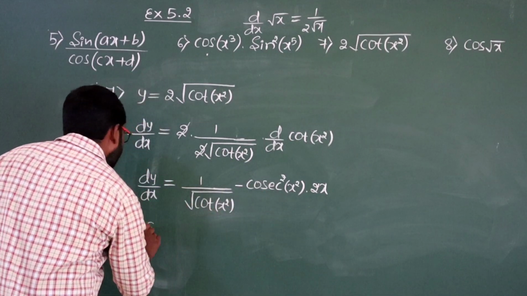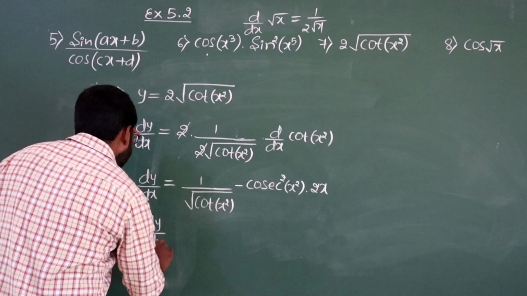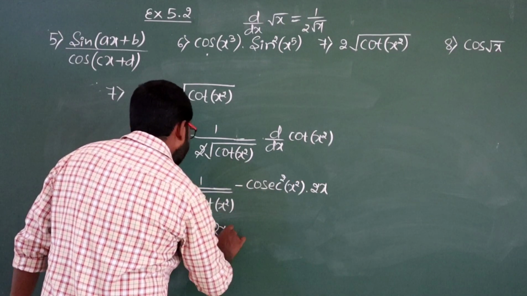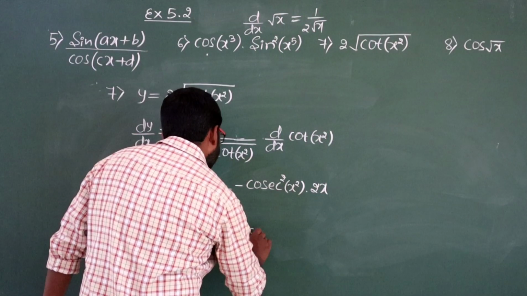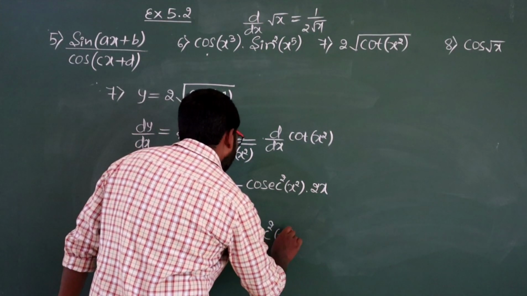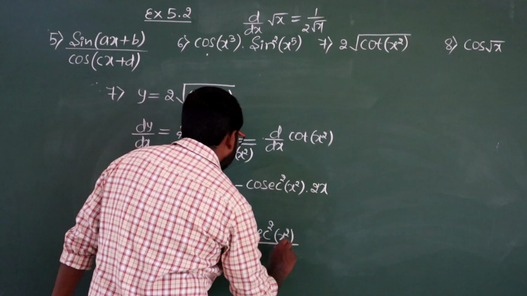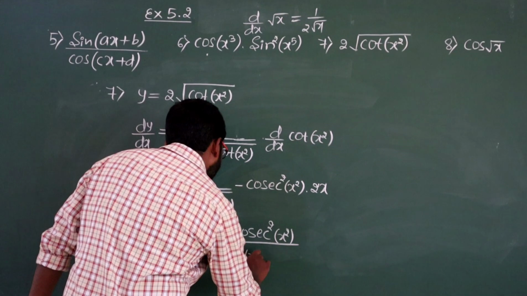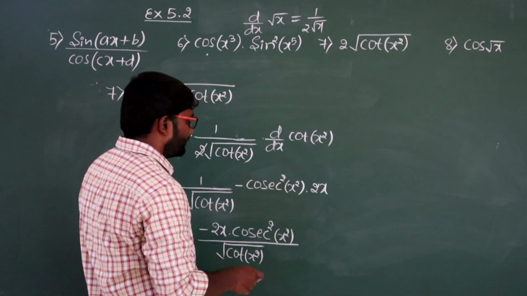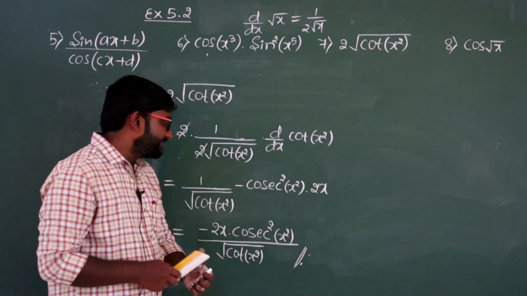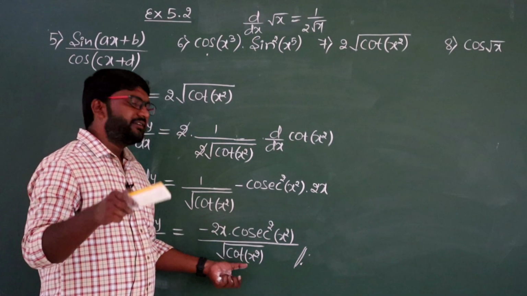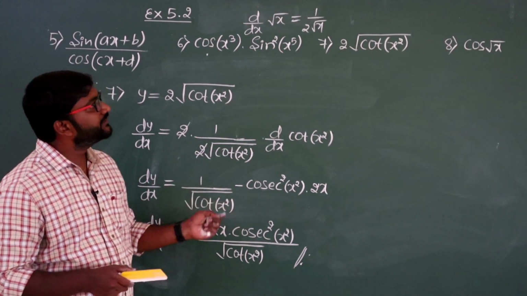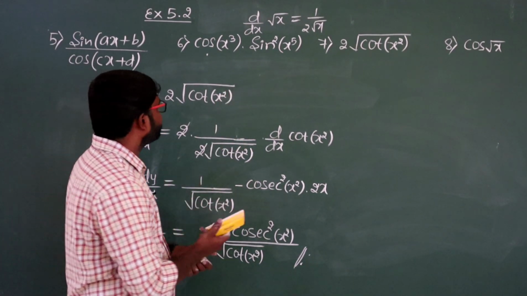I'll write the final answer now. dy by dx is equal to minus 2x in the beginning, minus 2x into cosecant square x square divided by square root of cot of x square. So this is the required answer now. In your NCERT they have simplified this further so that you get a different answer for 1 mark. So this is going to be enough. So note down this, and then I will be going for question number 8.